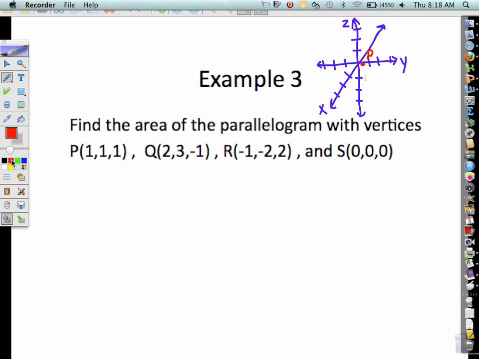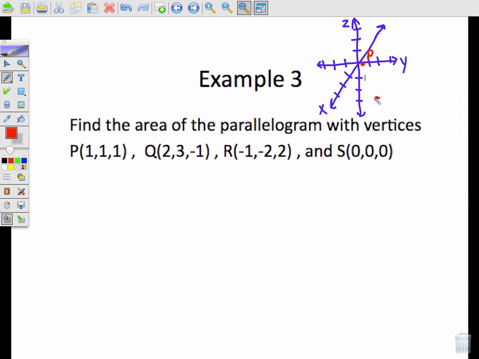The point that I'm going to plot here is 2, 3, negative 1. So 2 over, 3, and then negative 1, so it'd be about right in here. And that is Q. And R is negative 1, negative 2, and positive 2. So it's about in here. And then finally S is the origin.